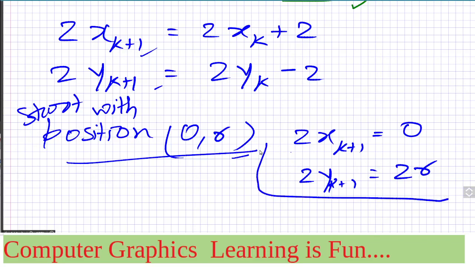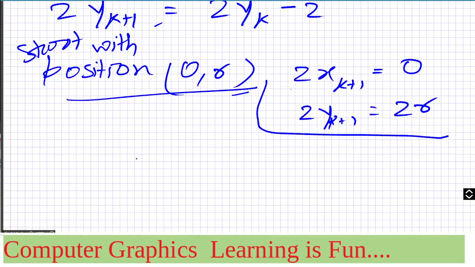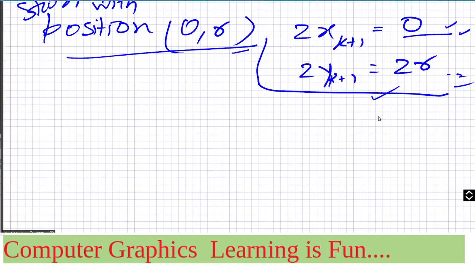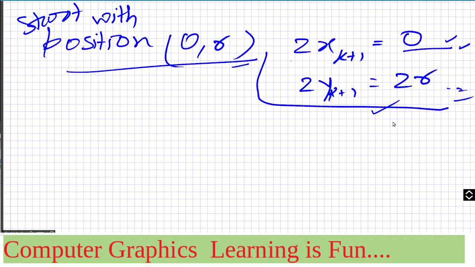After it has started, recursively in each iteration we will try to find out the value of these values, right? How will we find them? Just by addition of 2, right? Here you will add 2 and here you will subtract 2, right? So in this way in each iteration we will be able to find this value. Now, initially what will be the decision parameter?